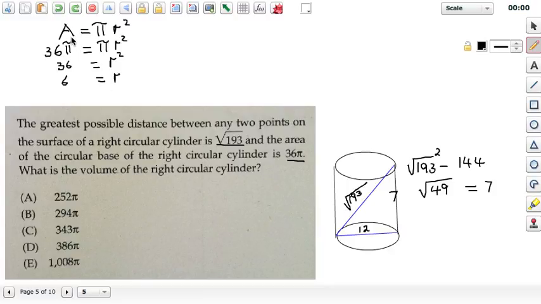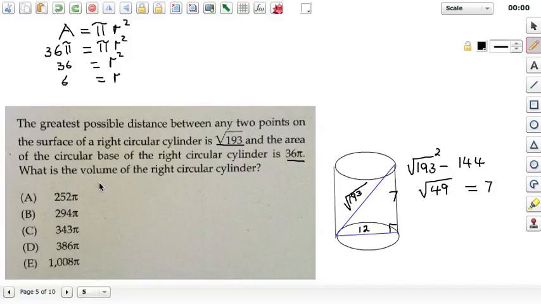The area of the circular base is 36 pi, which is also equal to pi r squared. So you can calculate the radius, which is 6. If the radius is 6, then the diameter, which is one of the lengths of this right triangle here, is 12. And this is a right triangle. By Pythagoras theorem, you can figure out the height of the cylinder by square root of 193 minus 144. You get 49, square root that, and you get 7.